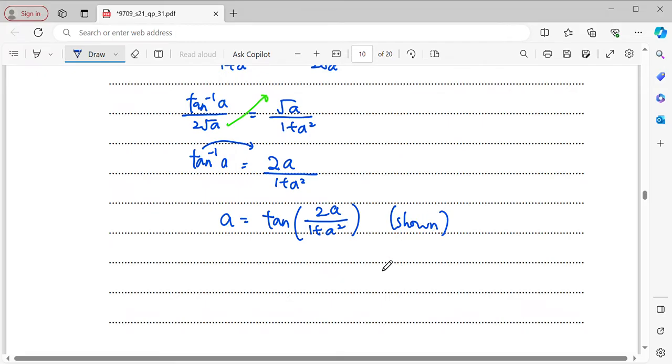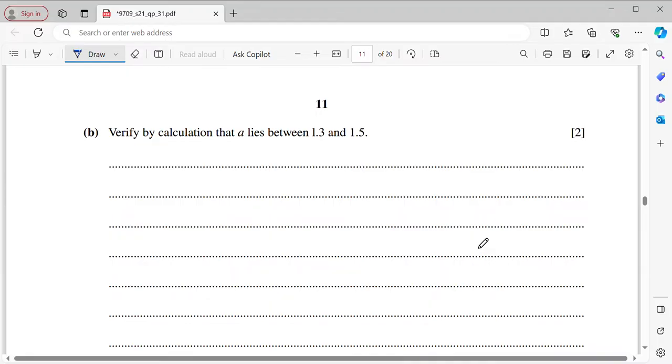Okay, so done for this part. Let's move on to the next part. Now B, verify by calculation that A lies between 1.3 and 1.5.